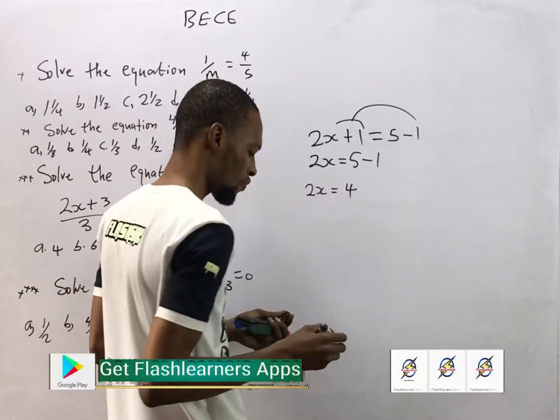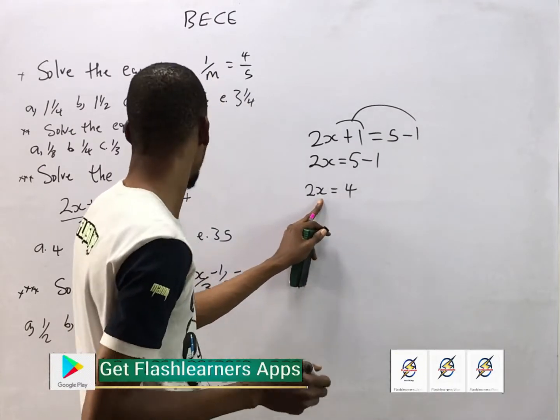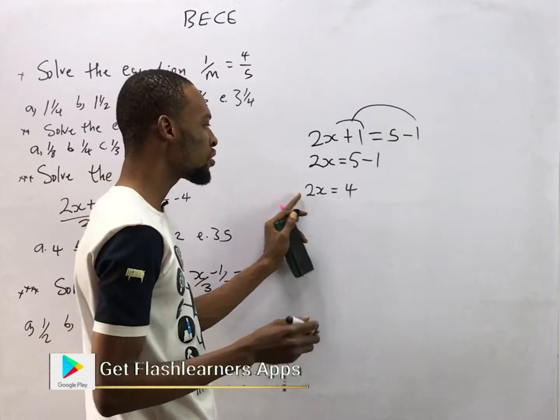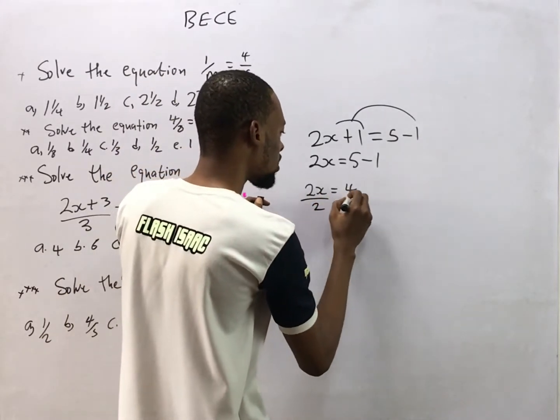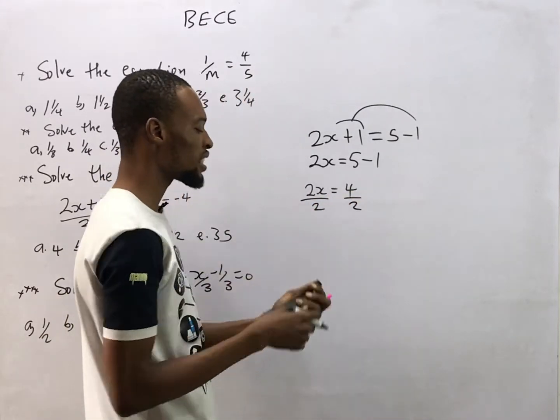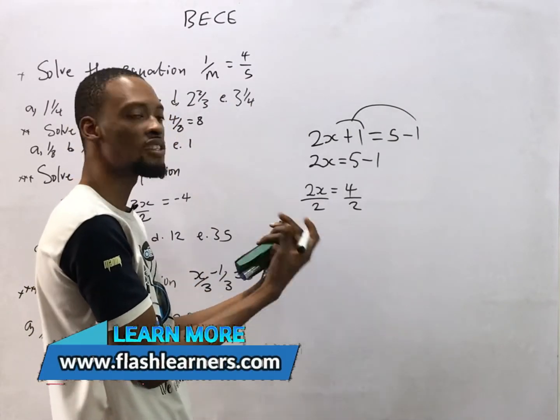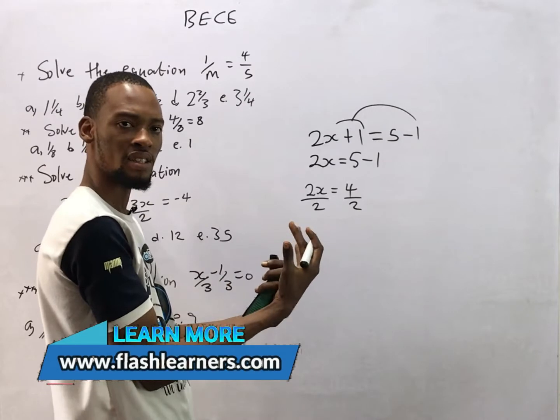This is 4. We are looking for s, not 2s. So to remove this 2, we divide both sides by 2. And one thing in mathematical equations is that what happens to one side should happen to the other side. This is what makes the equation balance.